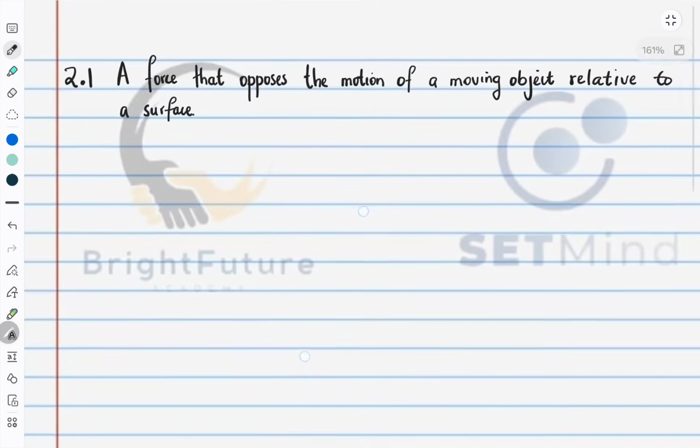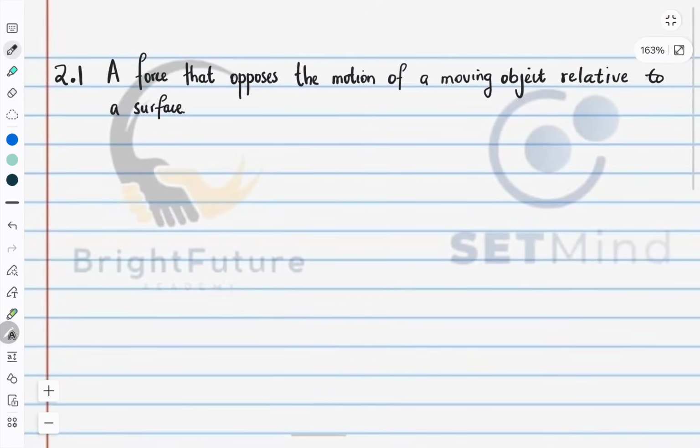So how we would define it is basically the force that opposes the motion of a moving object relative to a surface. Okay, so this is the definition. Simply a force that opposes the motion of a moving object relative to a surface.